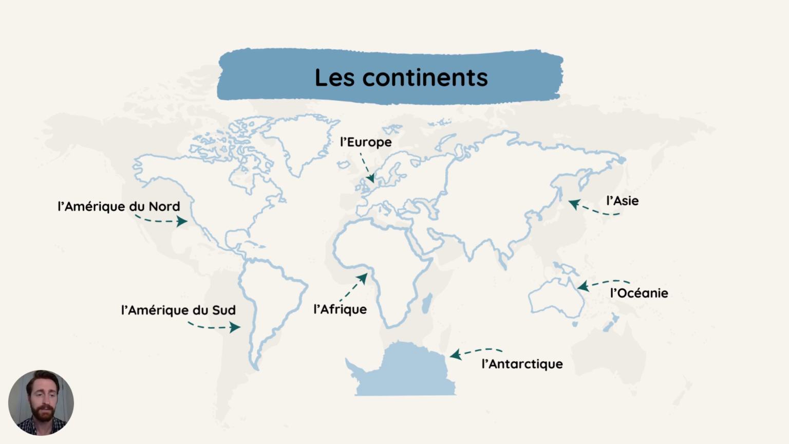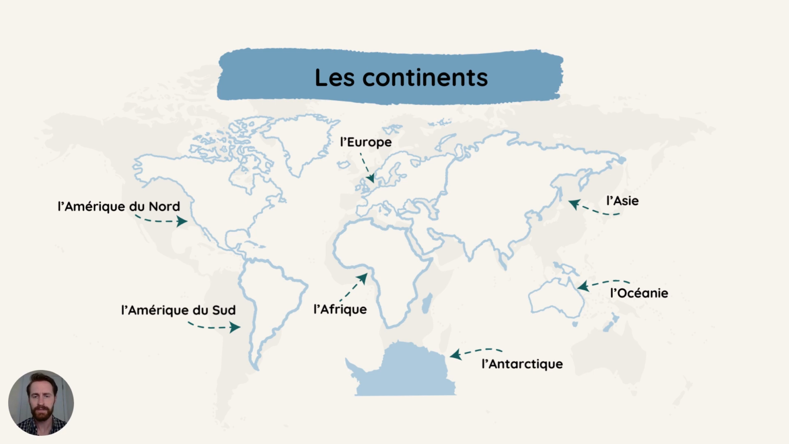We have l'Amérique du Nord. So here, north, obviously, in French is Nord. L'Amérique du Sud, obviously, as you've guessed, Sud means south. L'Europe, l'Afrique, l'Asie, and then these last two, l'Océanie.